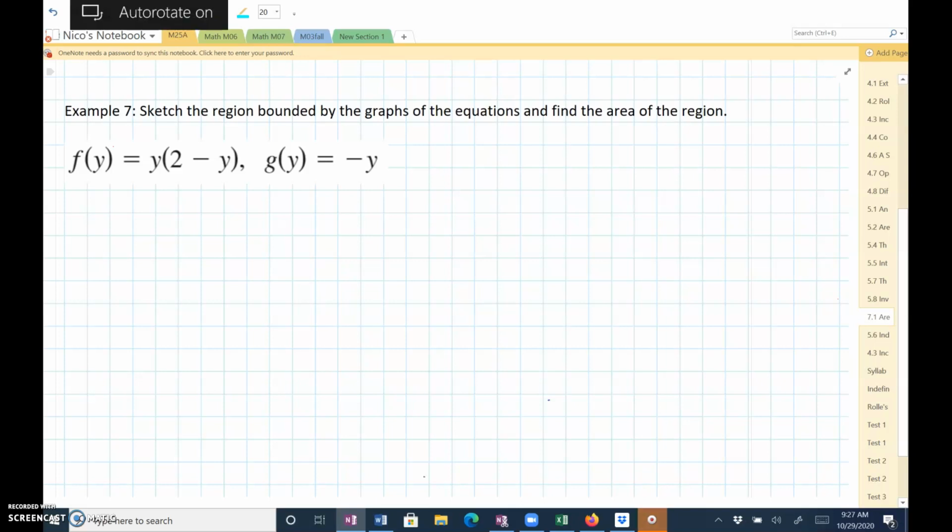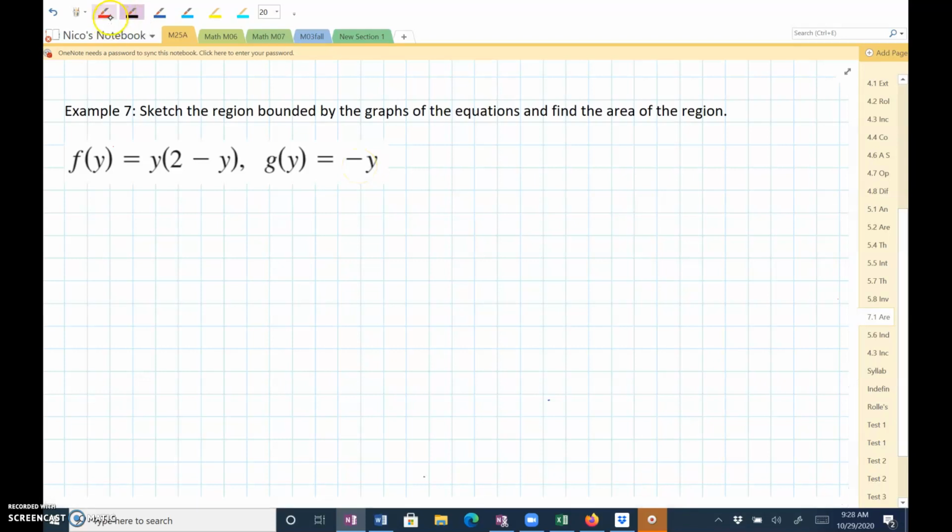Example 7, sketch the region bounded by the graphs of the equations and find the area of the region. So again, instead of f of x, we have this f of y equals y times the quantity 2 minus y, and we have the function g of y equals negative y.